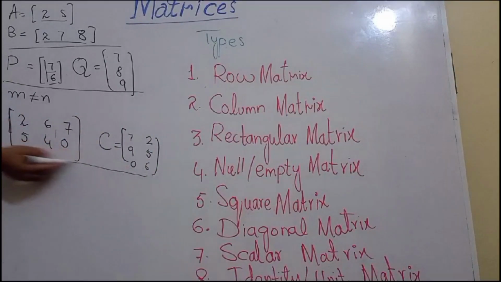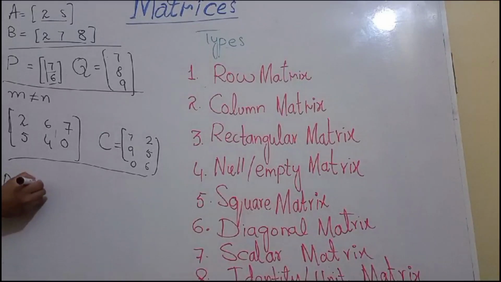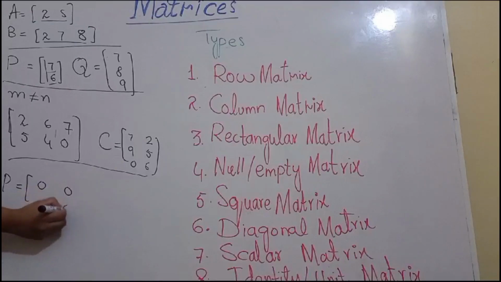Moving toward the next matrix, the null or empty matrix. Any matrix which contains only 0. Whatever the order of a matrix, it's 2 cross 2, 3 cross 3, 2 cross 3, 4 cross 5, whatever, but that matrix only contains 0 as its element, is known to be a null or empty matrix. For example, we can say P equals to 0, 0, 0, 0. So that is a null matrix.